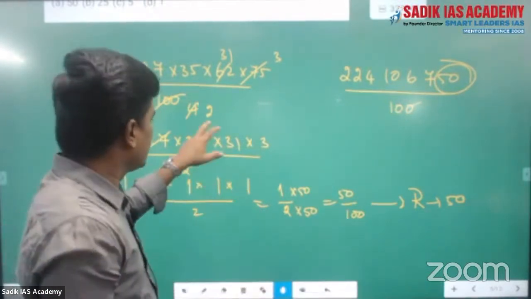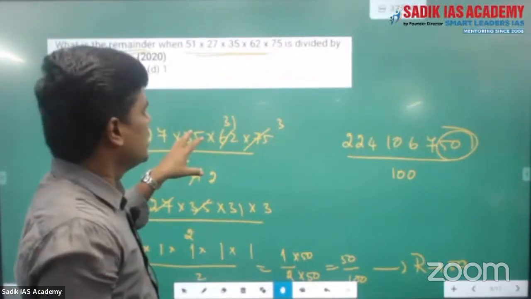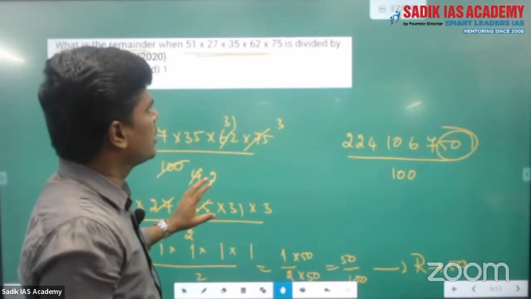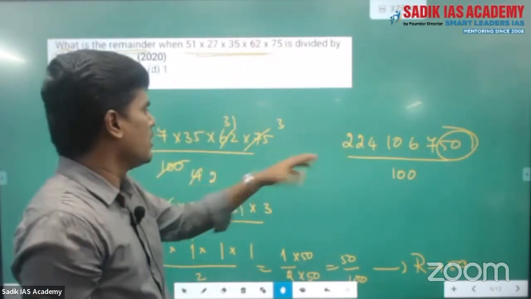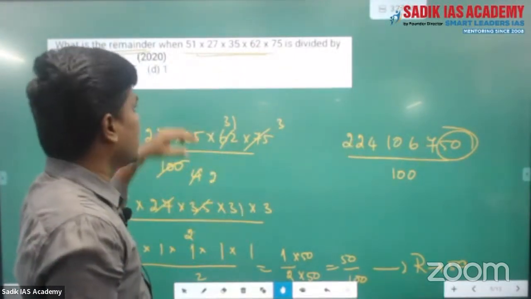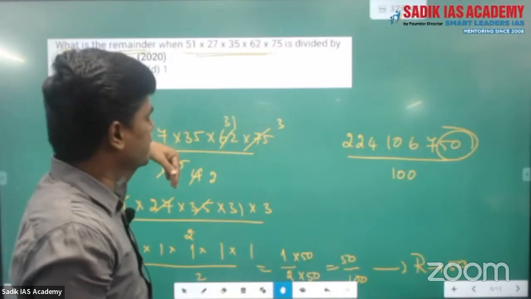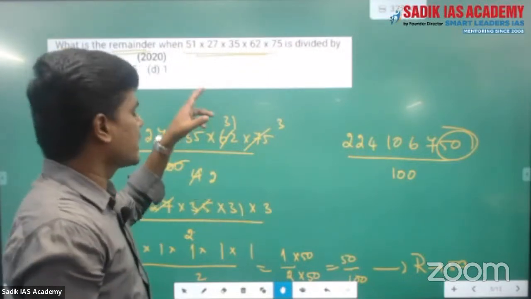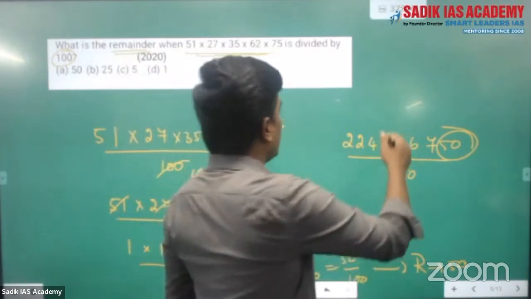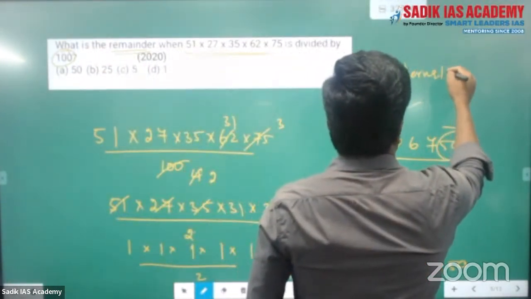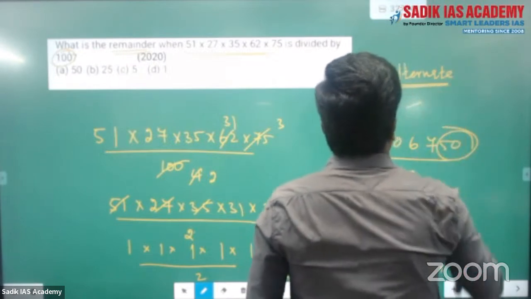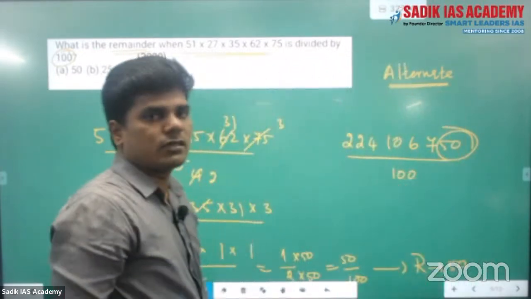This is comparatively easy if you know the alternate method, or else you have to go along with the conventional method. Just multiply and divide, or if you know the concept, the alternate way of doing the sum, you can do it. This is the second method, the alternate method. You can approach the sum alternatively.